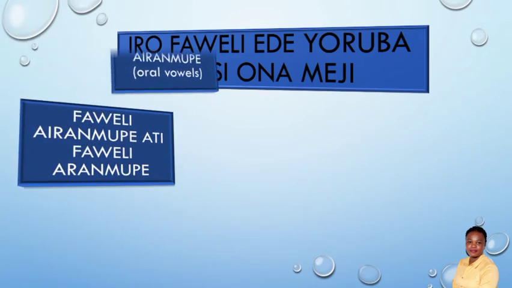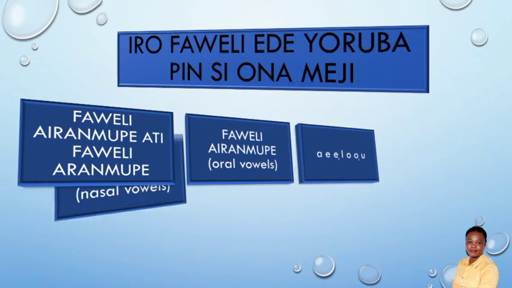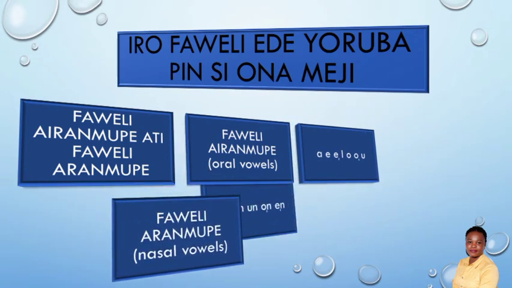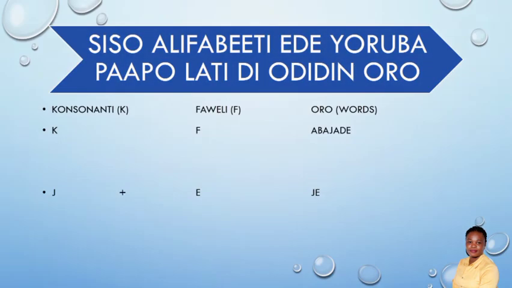The vowel sound is also divided into two. We have the oral sound and the nasal sound. That is the oral vowels and the nasal vowel. The oral vowel is A, E, I, O, U, while the nasal is A, E, I, O, U.